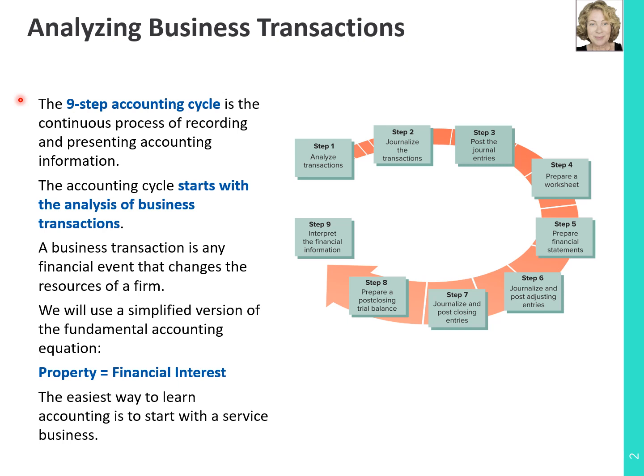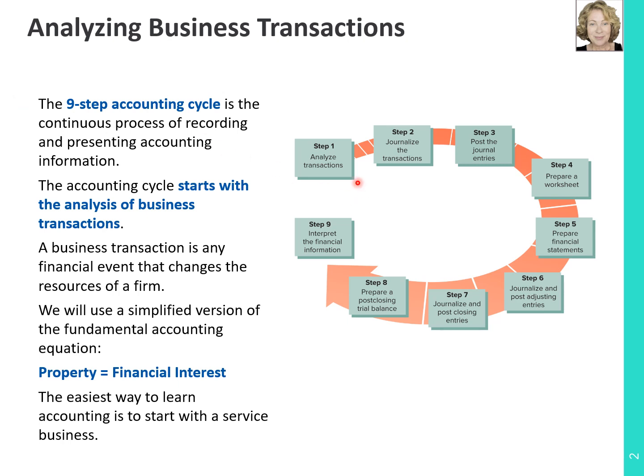Well, the 9-step accounting cycle shown here is the continuous process of recording and presenting accounting information so that business transactions become usable and understandable to those internal and external users who need to make business and financial decisions. The accounting cycle starts with the analysis of business transactions.